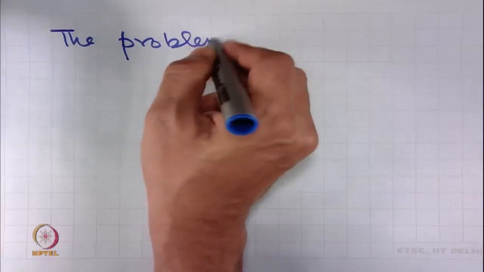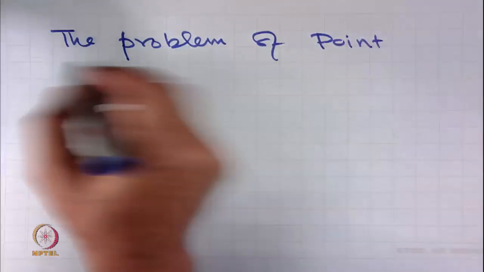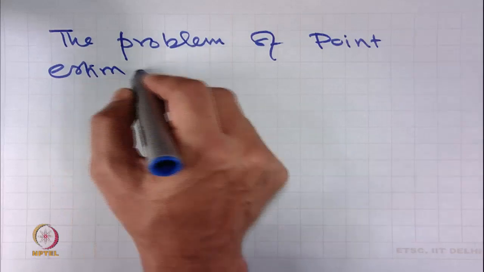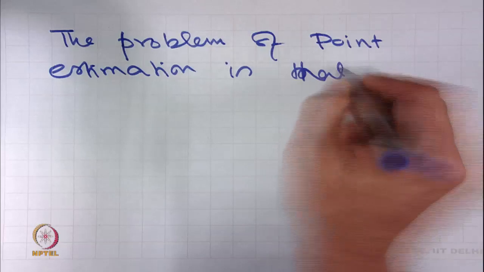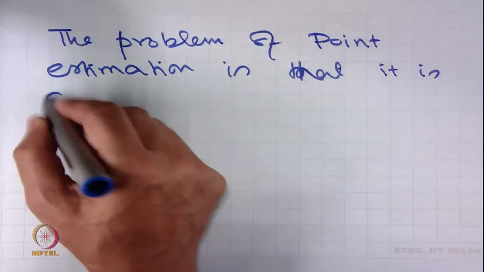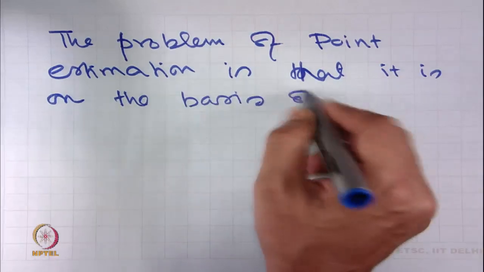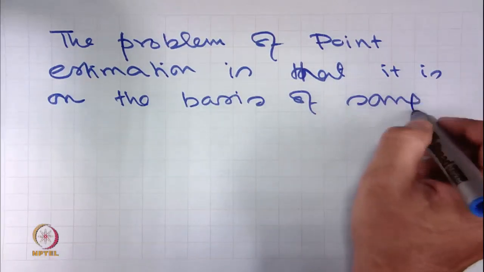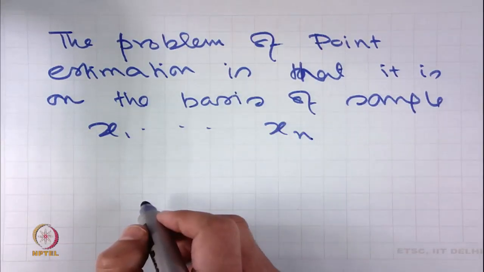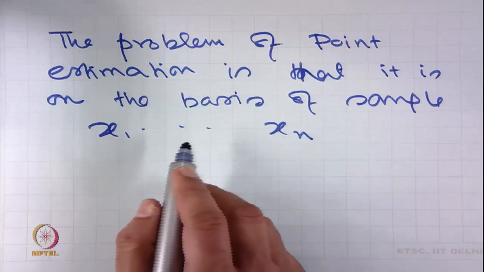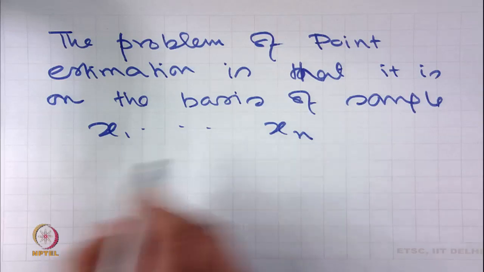However, the problem of point estimation is that it is on the basis of a sample x1, x2, ..., xn, and based on that we are trying to estimate the value of the parameter theta.